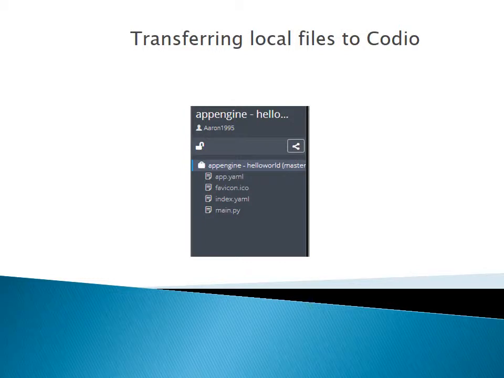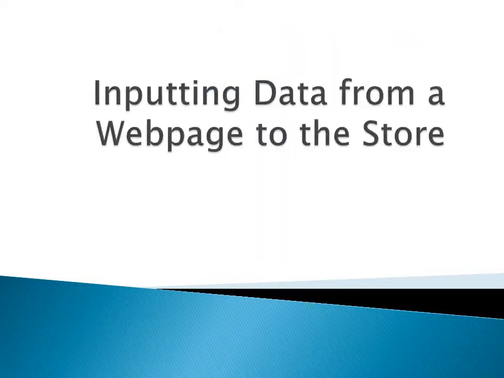Transferring local files to Codio. Now the local version of the apps has been set up, the next step is to move the project to a remote Codio server, so again the other group members can edit the project. The fourth of the 6 topics that I will be covering is inputting data from a web page to the store.